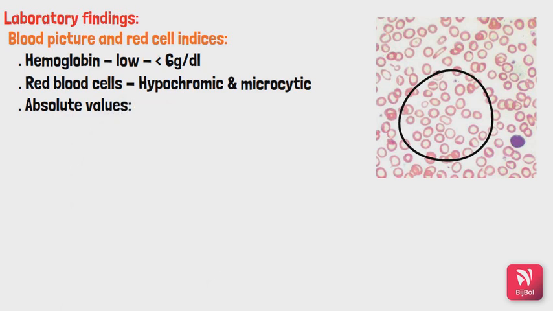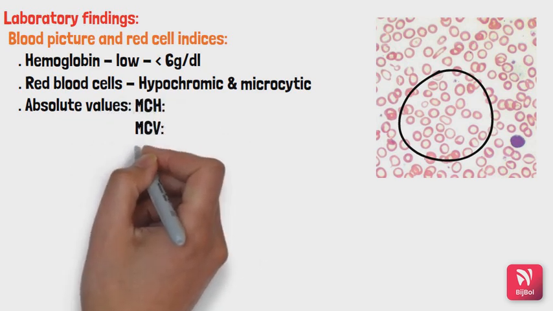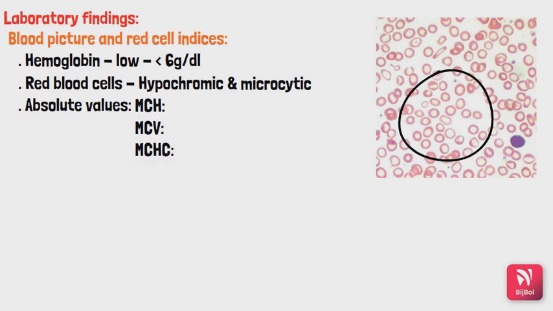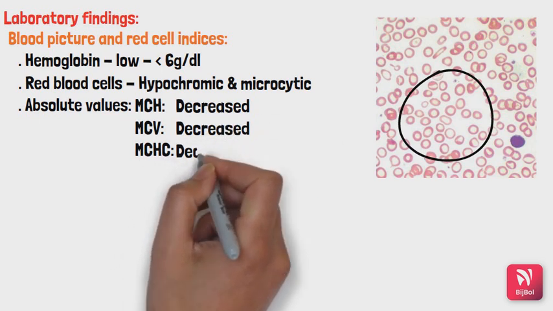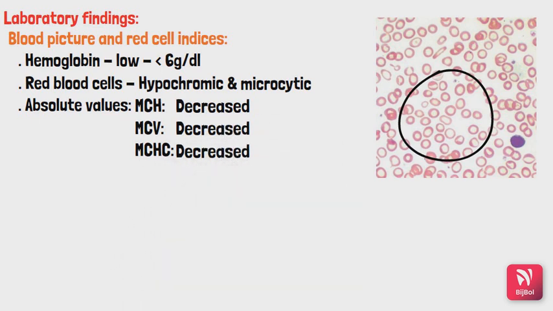And the absolute values like MCV, MCH, MCHC, that is mean corpuscular volume, mean corpuscular hemoglobin, mean corpuscular hemoglobin concentration, all the three values will be decreased in case of iron deficiency anemia. Why? Because hemoglobin concentration is low and cellular size is low. As both are low, obviously the hemoglobin concentration also will be low. So this is about absolute values.